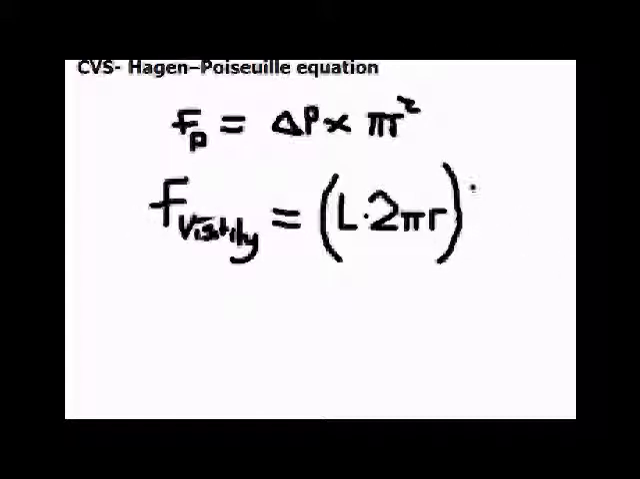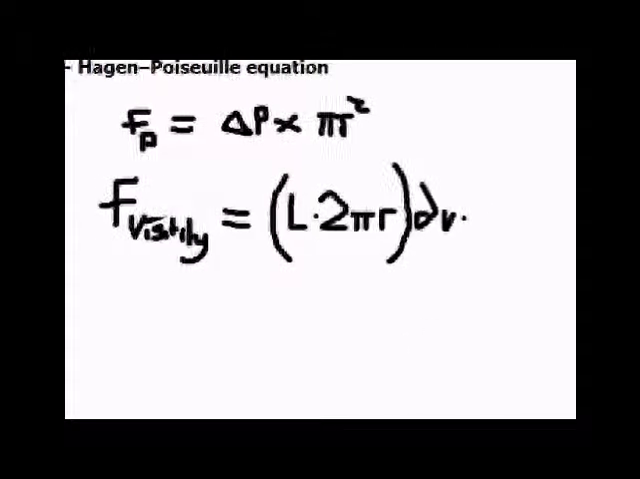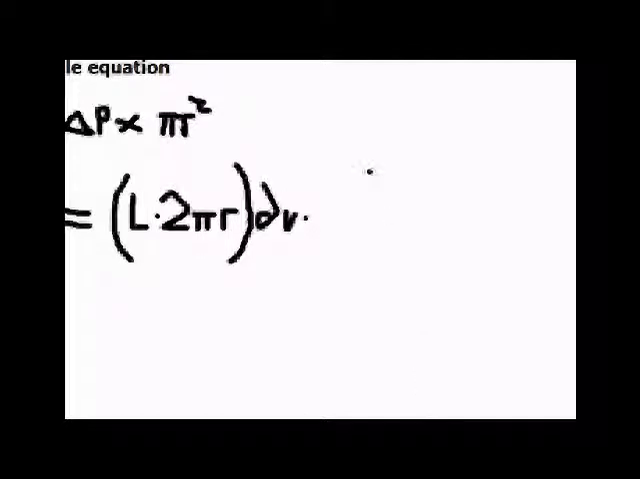Now we also have to take into account the change in width of this cylinder that we're talking about, and also the change in velocity. Obviously, as the velocity goes up, the frictional force will go up, and as the velocity goes down, the force will go down. So we're going to denote that as dV.